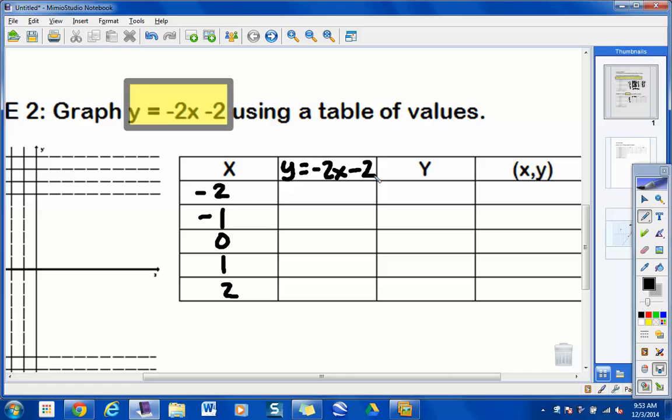So down here, this is my job right here. I've got y equals -2 times 2 minus 2. Not very good at math, but I think that's -6. I have my point.